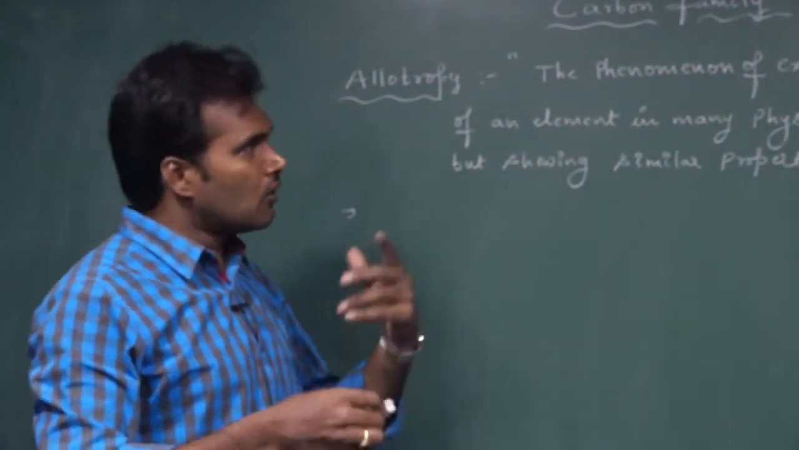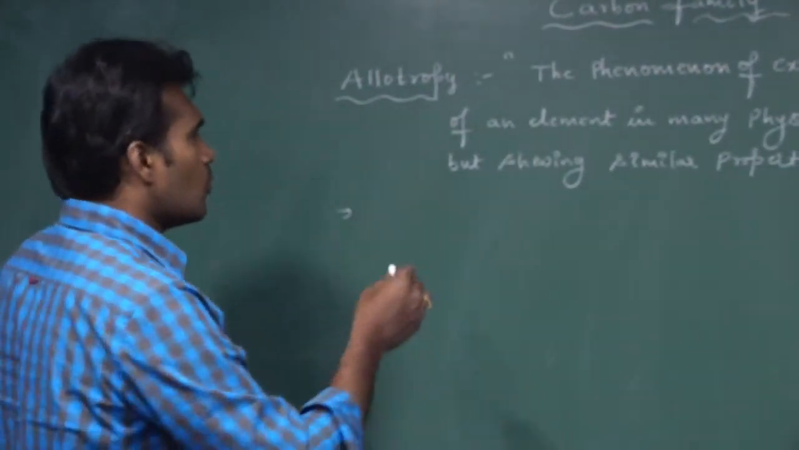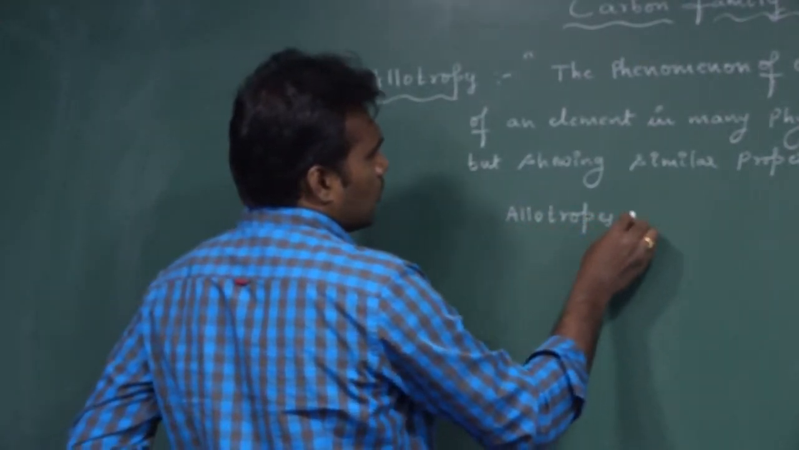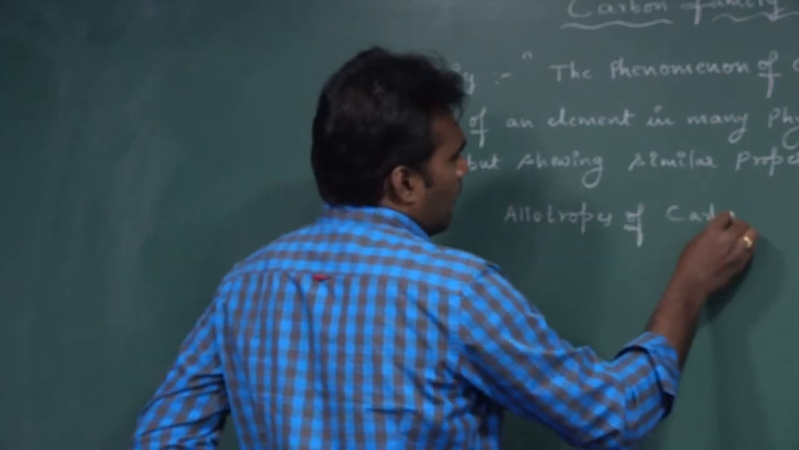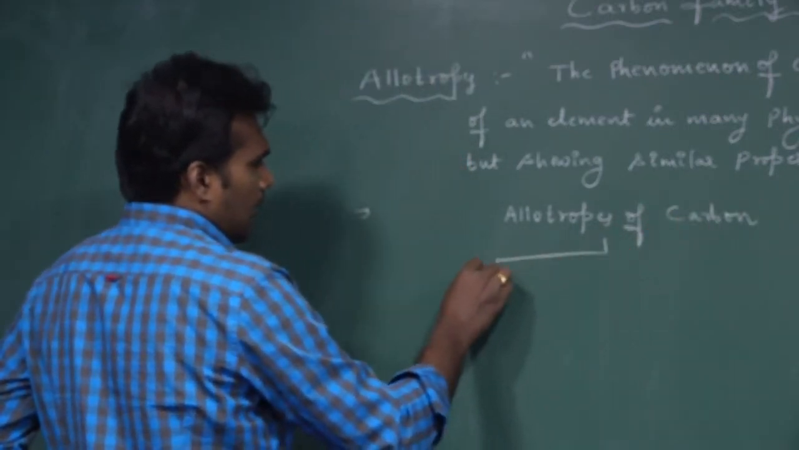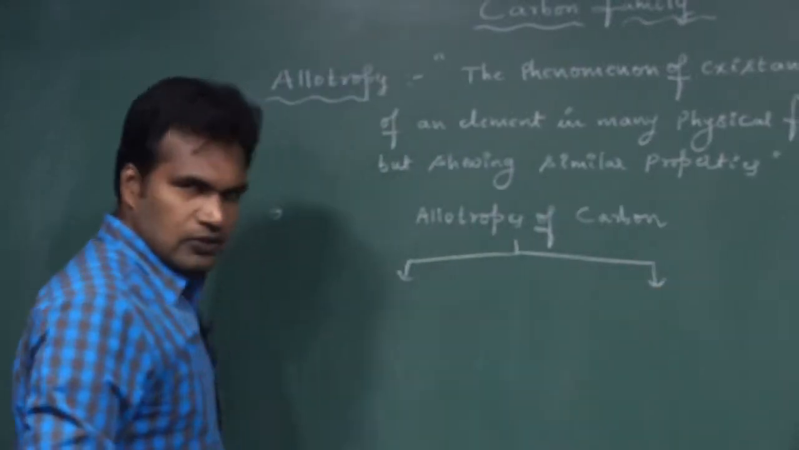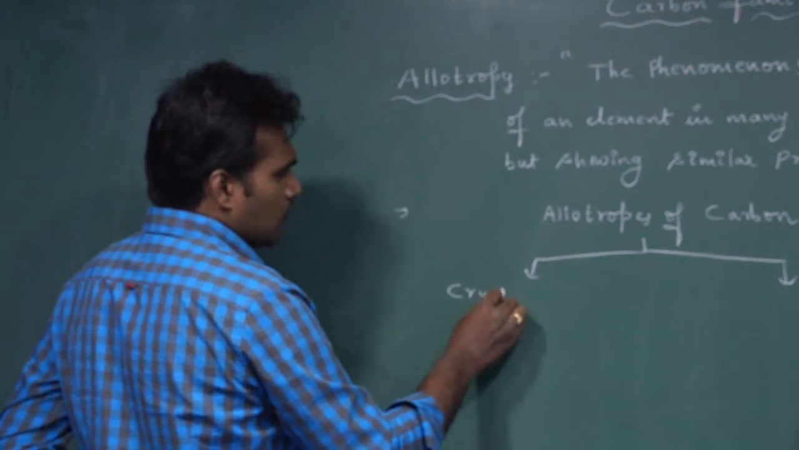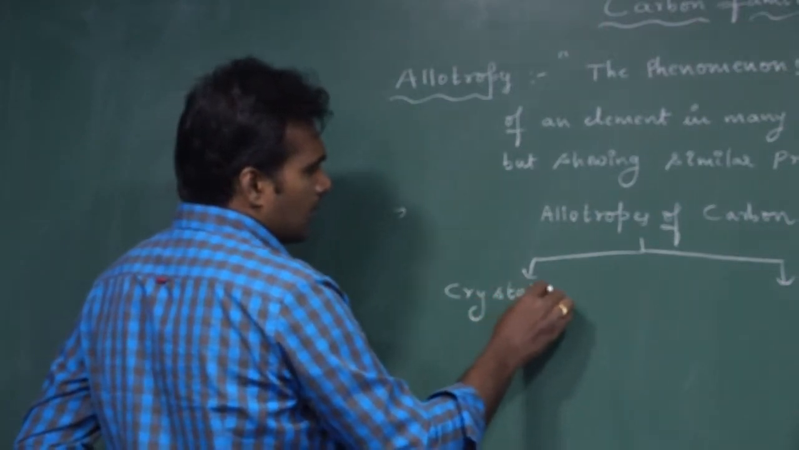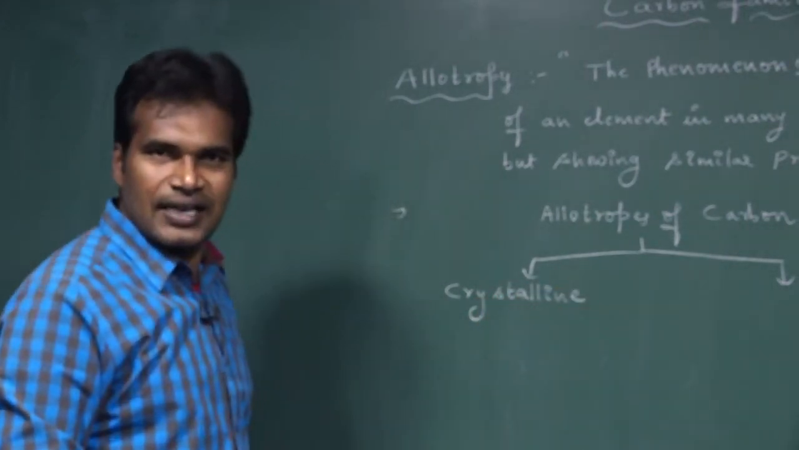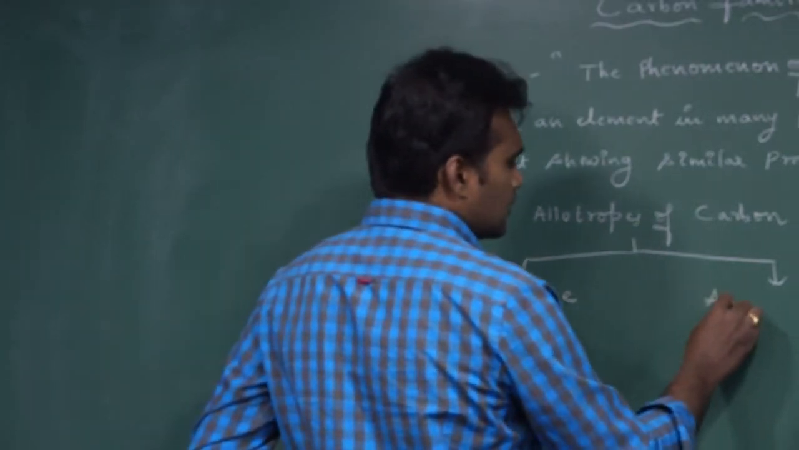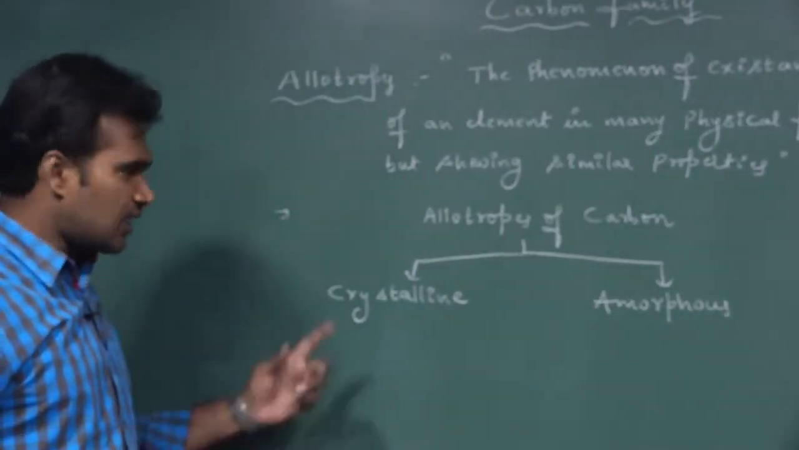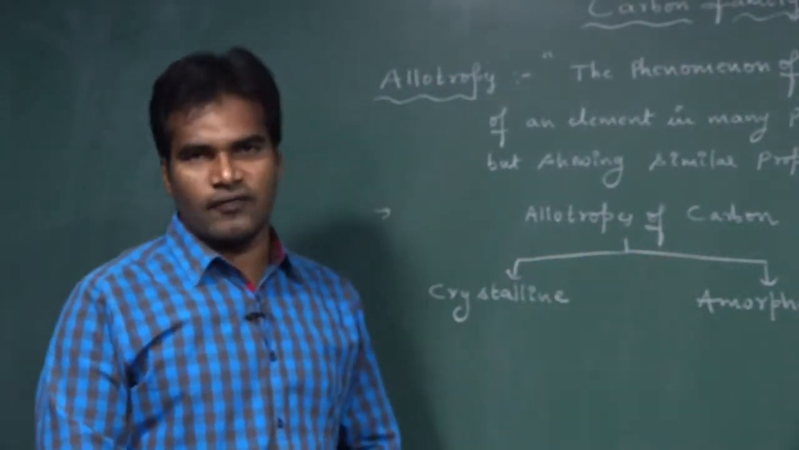So carbon has so many allotropes. All those allotropes of carbon we are mainly categorizing into two types. What are those allotropes of carbon? We are dividing them into two types. One is crystalline allotropes, and the second one is amorphous allotropes. Crystalline allotropes and amorphous allotropes.